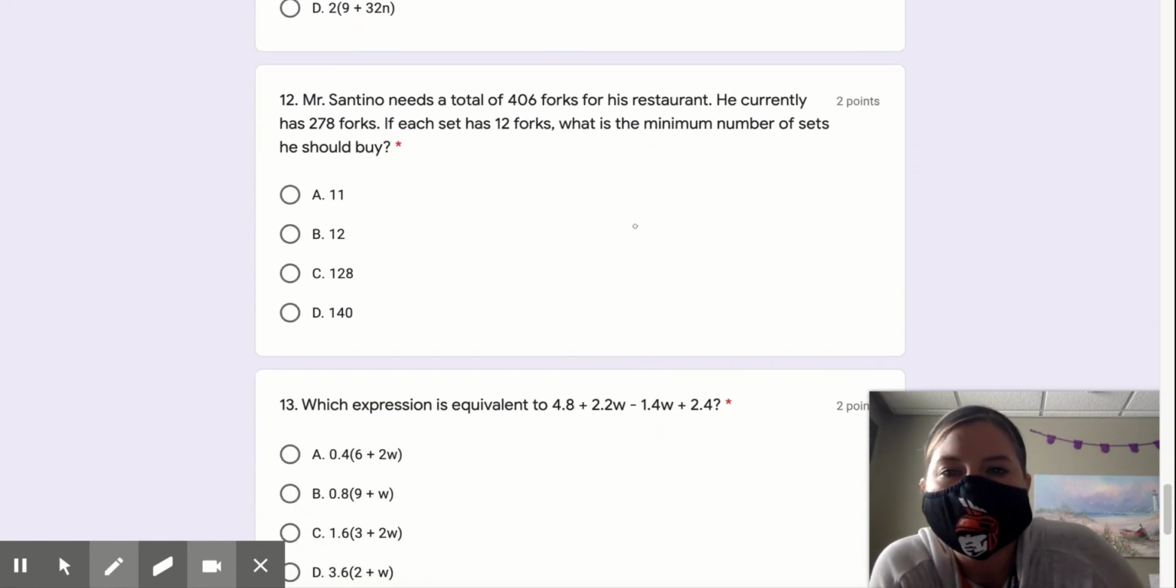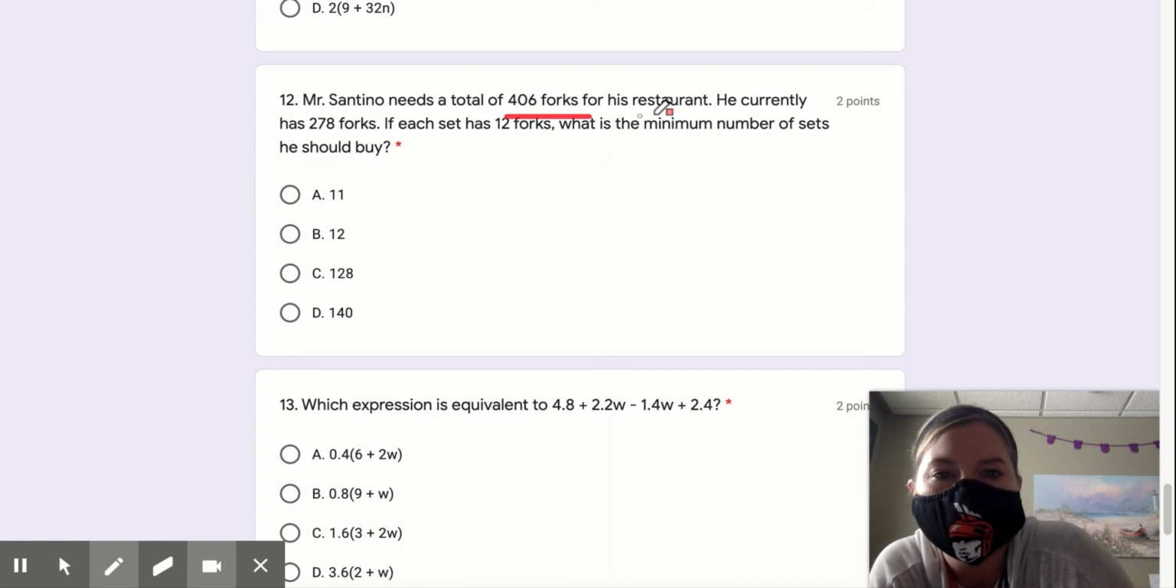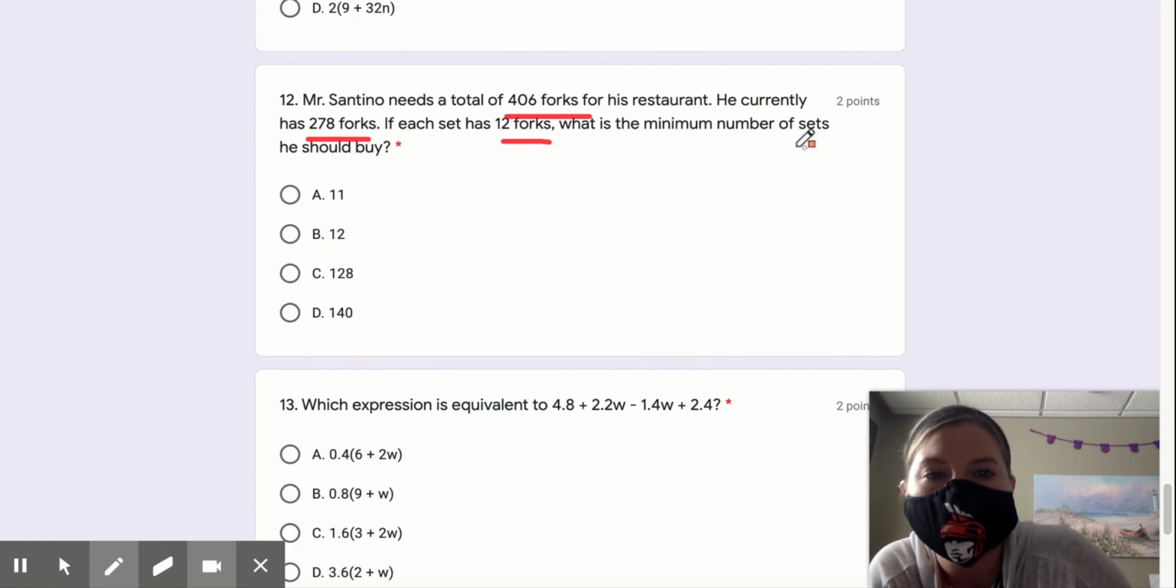All right, Mr. Santino needs a total of 406 forks for his restaurant. He currently has 278 forks. If each set has 12 forks, what is the minimum number of sets he should buy?